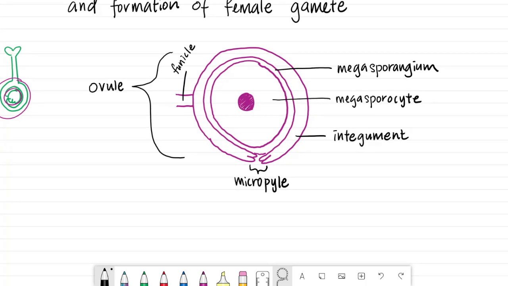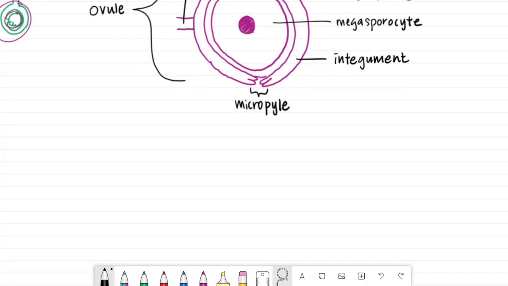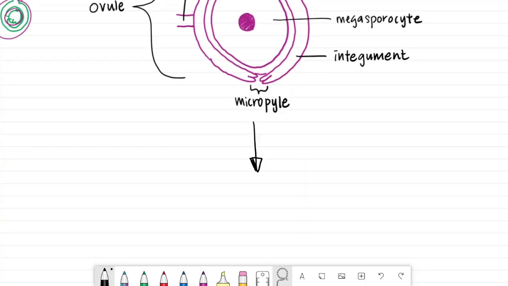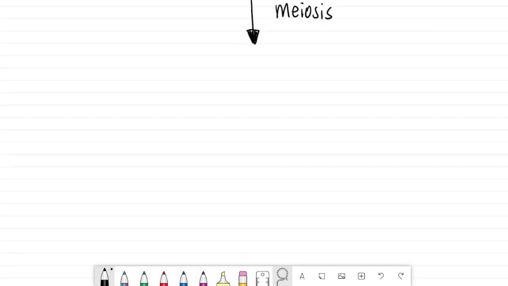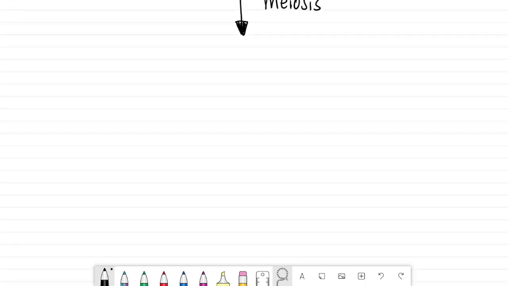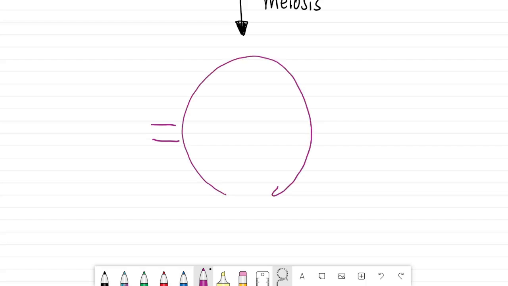Now after this, the megasporocyte, which is this big cell with a big nucleus in the middle, is going to undergo meiosis. So before meiosis, it is 2n. After meiosis, it will become haploid. Okay, let's redraw the whole ovule once again. You're going to be very good at remembering the structure of the ovule after this, because I'm going to have you draw this several times.